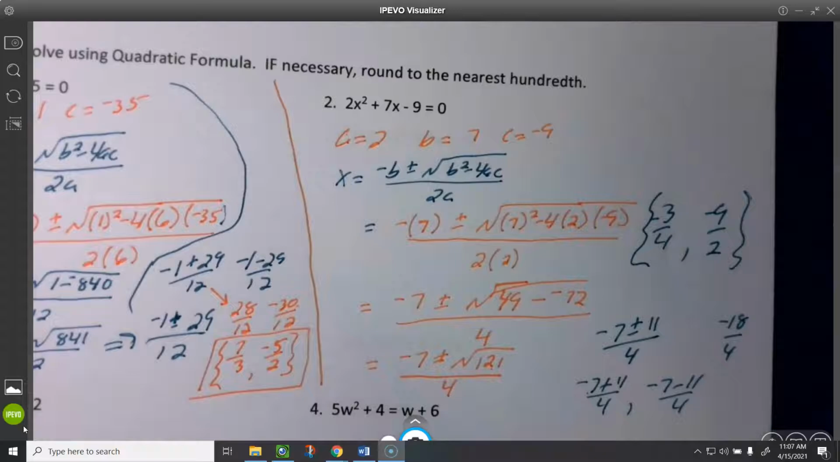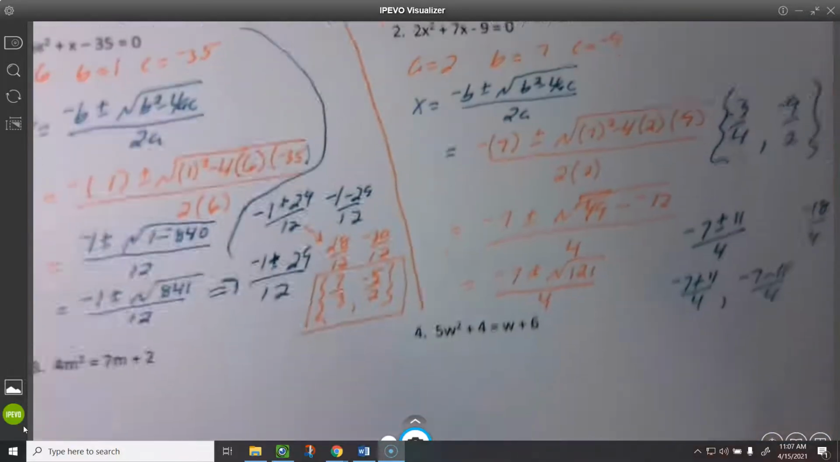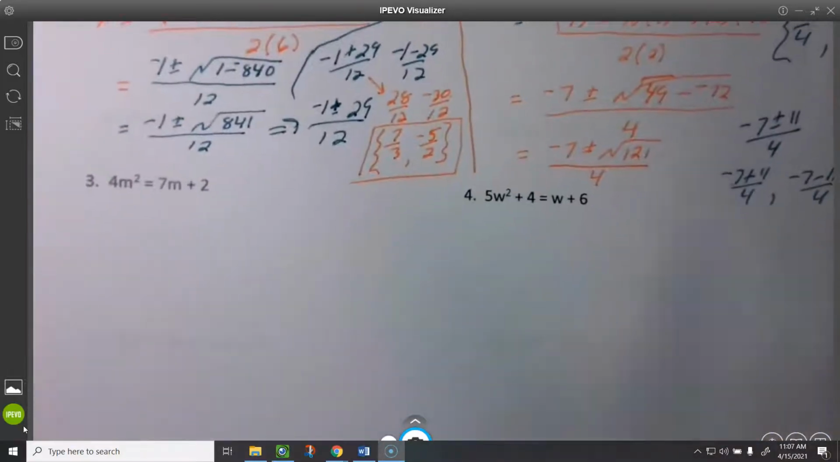Okay, questions? Now, you'll find out real soon that they don't always come out to be nice little numbers like that. So let's look at number 3. Number 3, do we have a 0 on a side by itself? No, we do not. So that's one of the first things we need to do, is we need to get everything else on one side, 0 on the other.